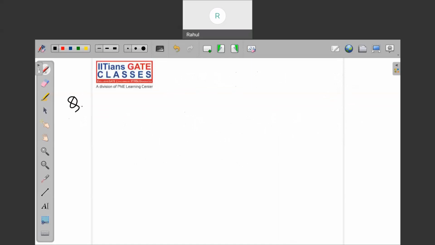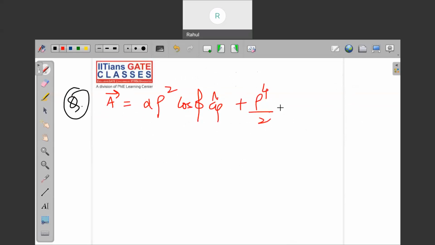Okay, this time the vector is given in the cylindrical coordinate system. So you can see a vector is given as A equal to 2 rho square cos phi a rho cap plus rho to the power 4 by 2 a phi cap. Then calculate A dot dl over a certain path they have given.